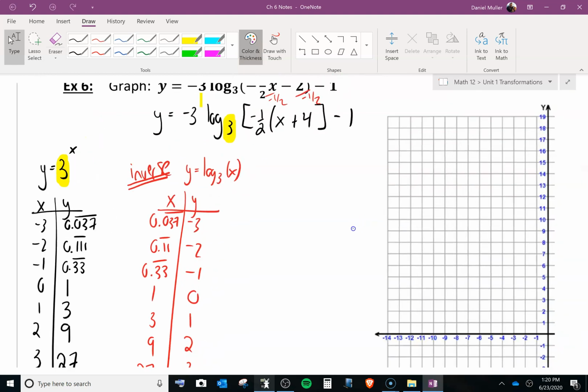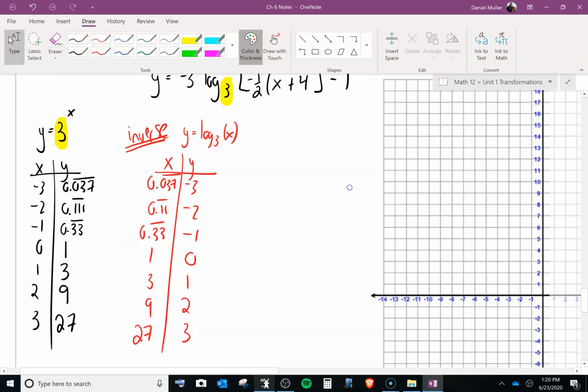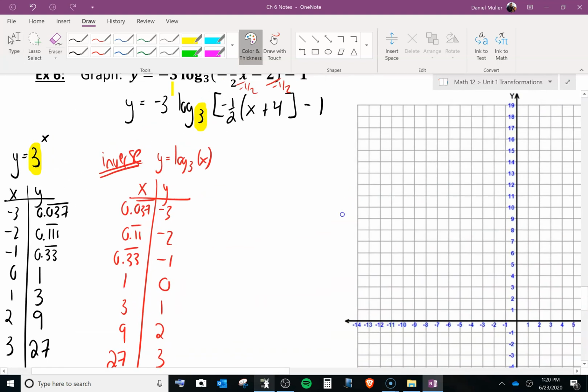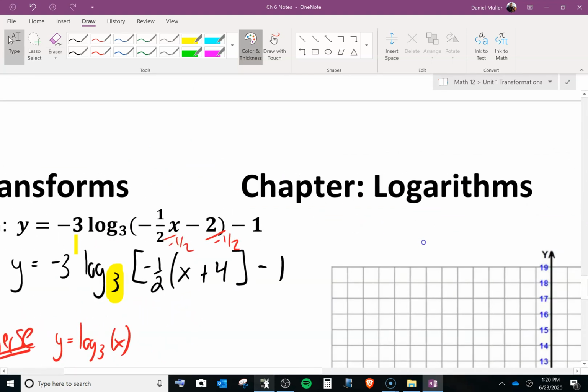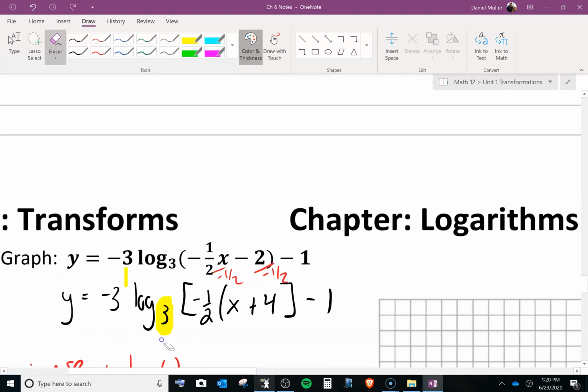Lastly, I need to do a rule. So if you need to pause this here, you can to kind of catch up, or you can continue watching. So the rule here, I'm just going to zoom in. Get rid of this, get rid of this.